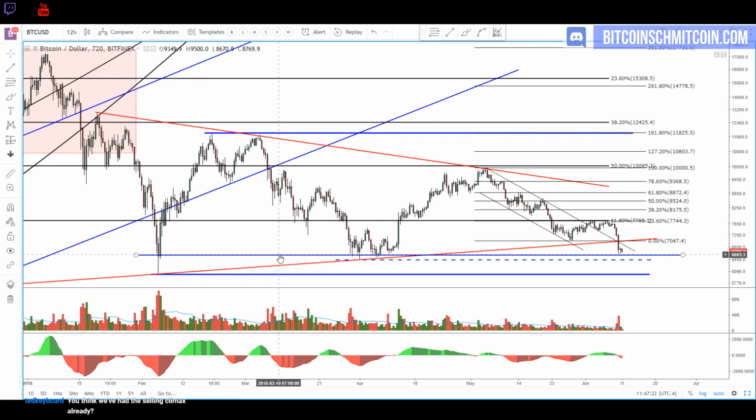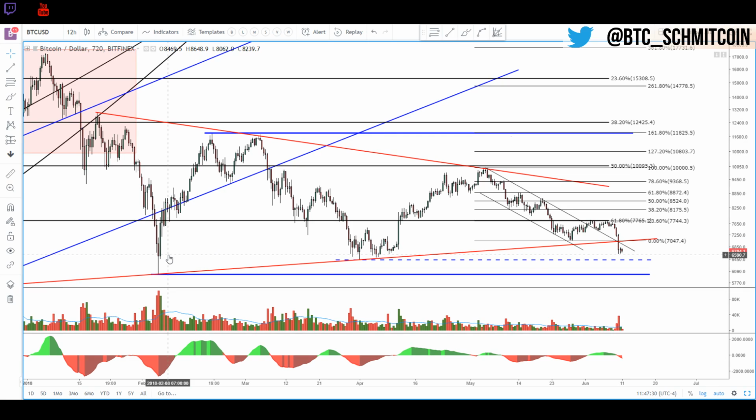Is Ethereum Classic a good buy? I don't think anything is a good buy when Bitcoin's going down. So I wouldn't even be thinking about doing that. You think we've had the selling climax already?